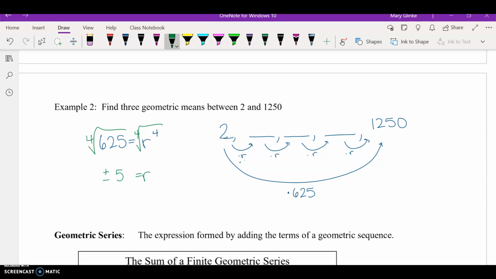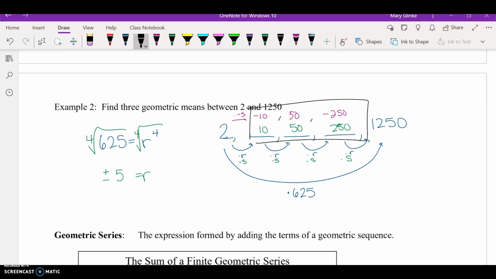What that means is I can multiply by 5 each time to get to the next number. So my numbers could be 10, 50, and 250. Or I could have multiplied by a negative 5. Negative 10 times negative 5 would be positive 50, and then negative 250, and then positive 1250. So you do have two different sets of answers for this. Both negative 10, 50, negative 250 work, but so does 10, 50, 250.